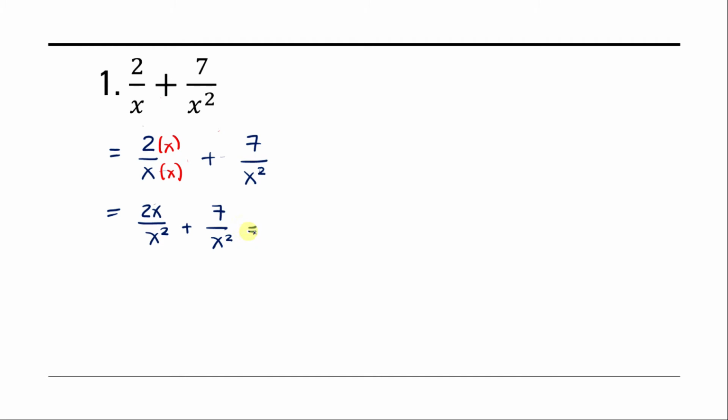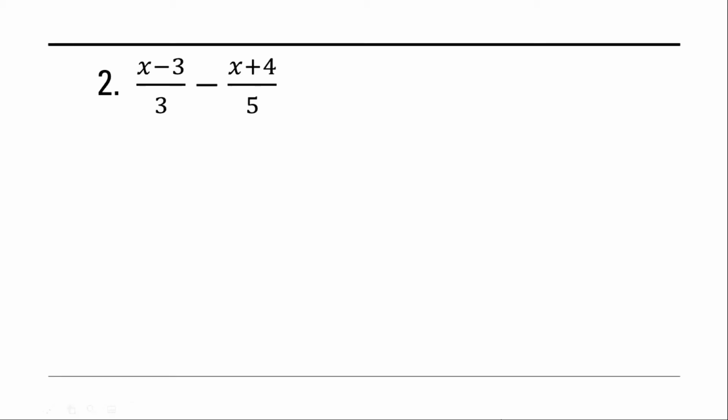And then, proceed na tayo sa pag-add. So, that becomes 2x plus 7 over x squared. And this is already our answer. Next, x minus 3 over 3 minus x plus 4 over 5. I-multiply natin yung unang fraction sa denominator ng pangalawang fraction. So, that is 5. Multiply natin sa numerator at saka sa denominator.